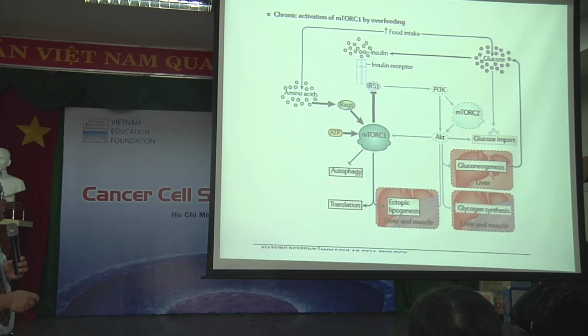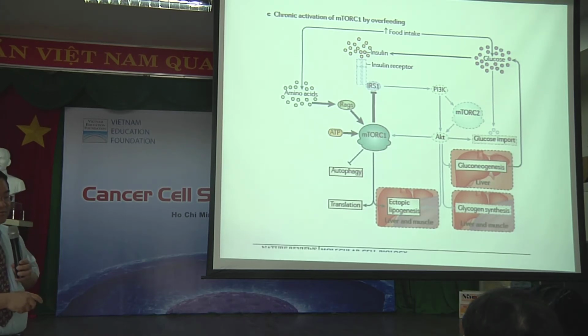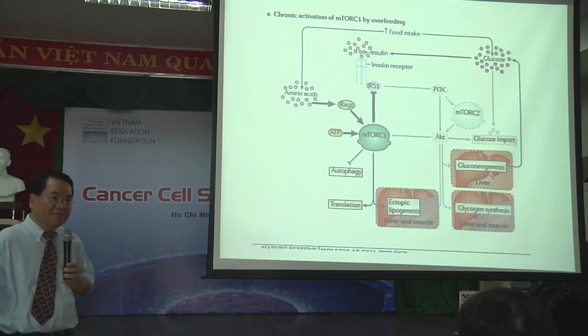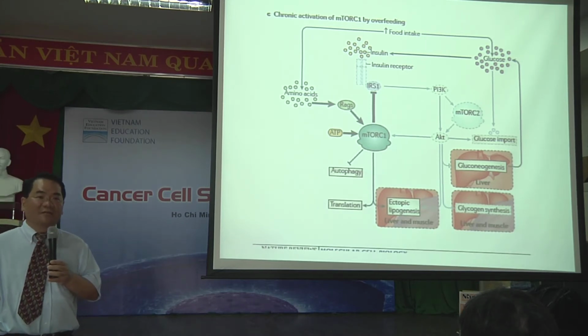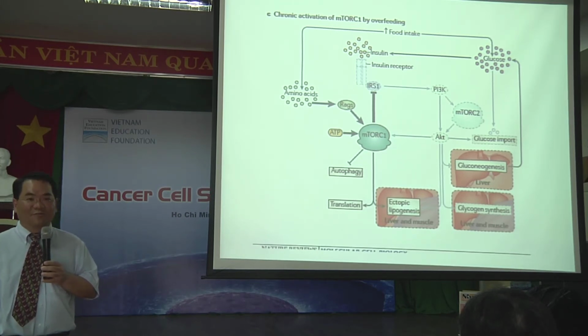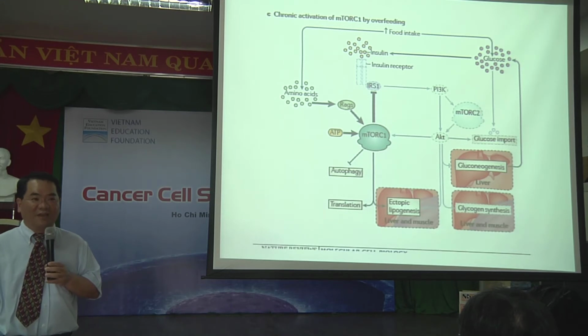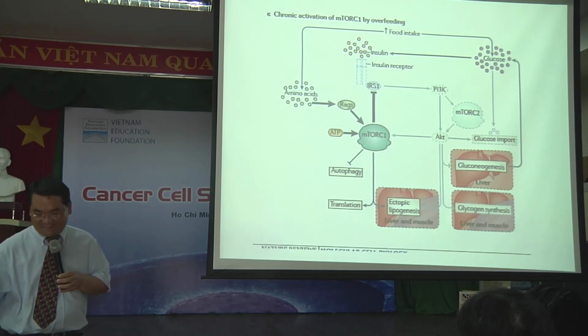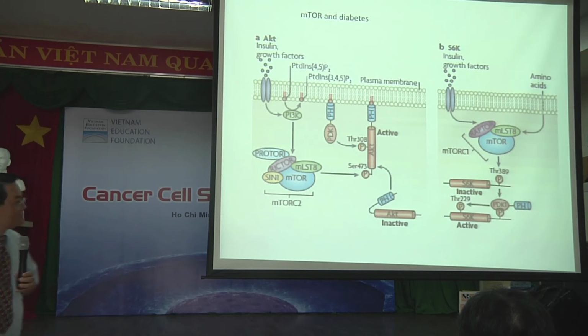The autophagy that is supposed to happen, you block it from happening, and the mTORC1 continues to be active. The autophagy won't be able to digest away some of the wasted protein, and you become aged. Okay? So if you eat too much, you accumulate fat, and you age faster.